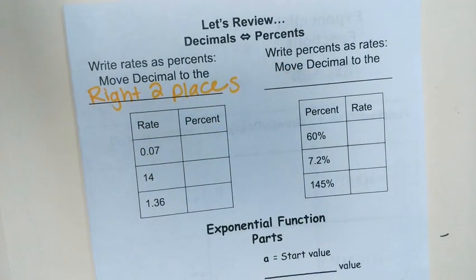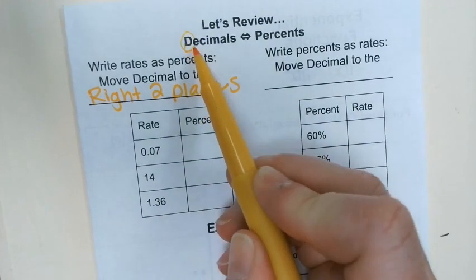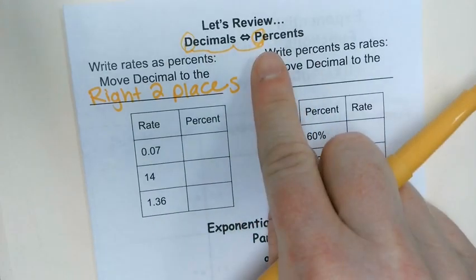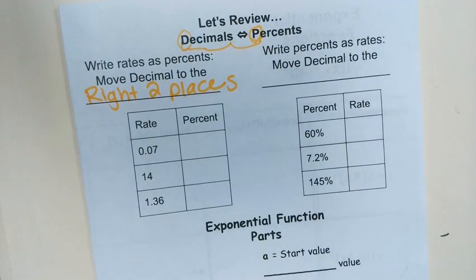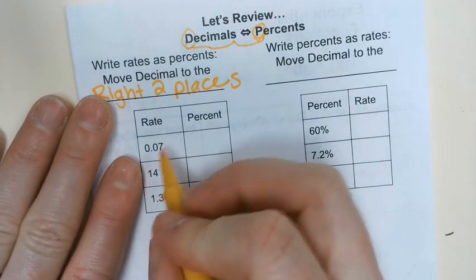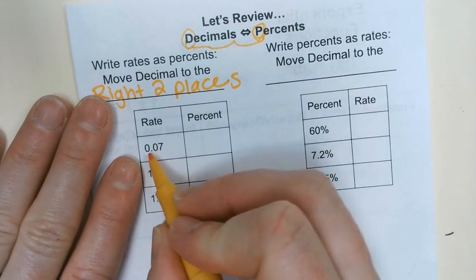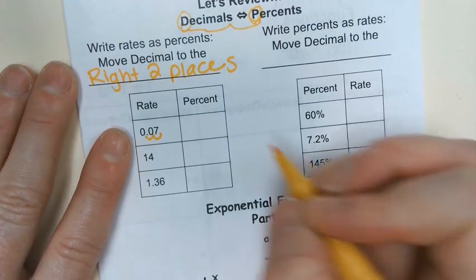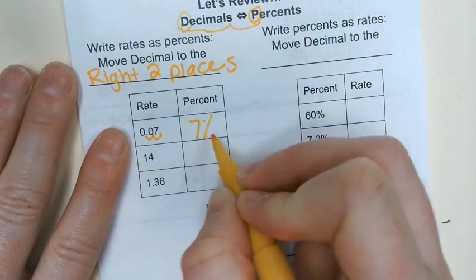DP, decimal to percent. If we're going from decimal to percent, we move 2 places to the right. So if I have a rate of 0.07, I'm going to move it over 2 places. And that gives me 7%.